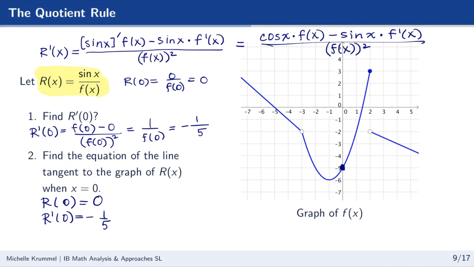And then we can write our tangent line equation. Y equals the y coordinate, which is 0, plus the slope, which is negative 1/5, times x minus the x coordinate. The x coordinate is also 0. So just y equals negative 1/5 x.